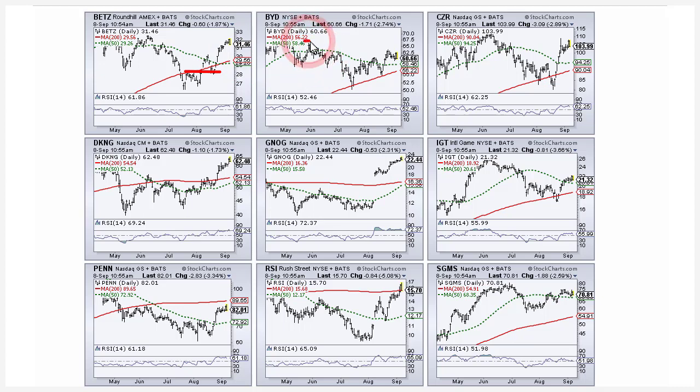We look at Boyd Gaming. It was declining into July and then started to get a breakout here.